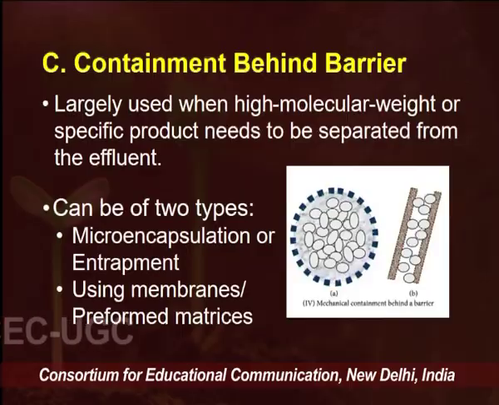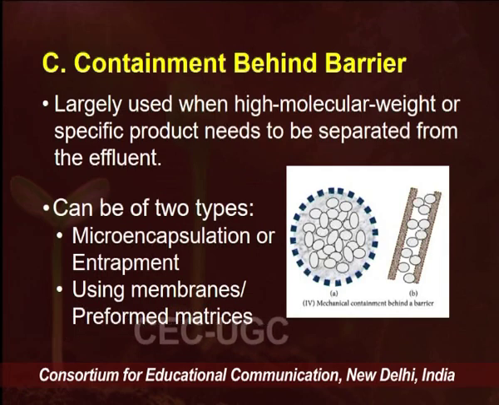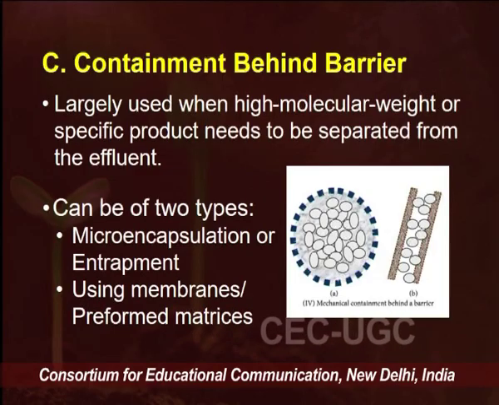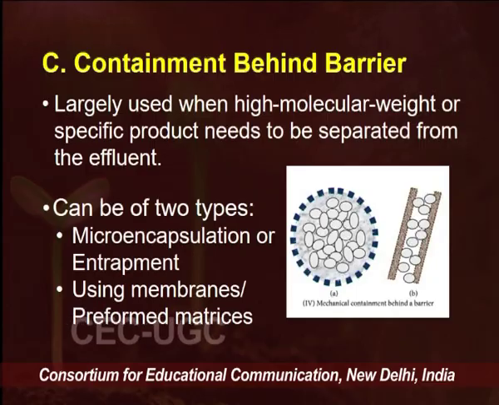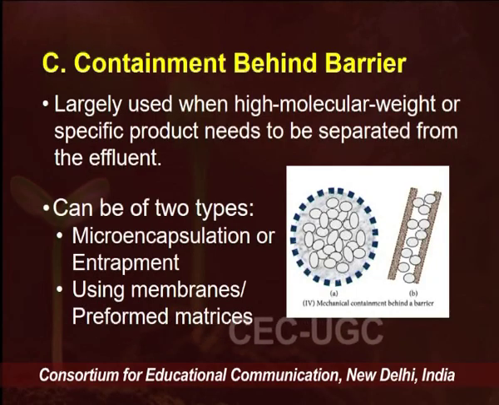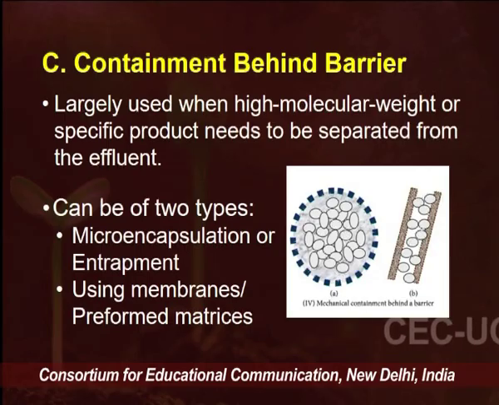Third mechanism is containment behind the barrier. Till now we have discussed the immobilization on the surface and immobilization by entrapment in a hydrogel or in a preform matrix. The third mechanism is containment of the cells behind a specific barrier, and this type of method or system is largely used when we want to separate the high molecular weight product or a specific product from the entire effluent or the biomass.